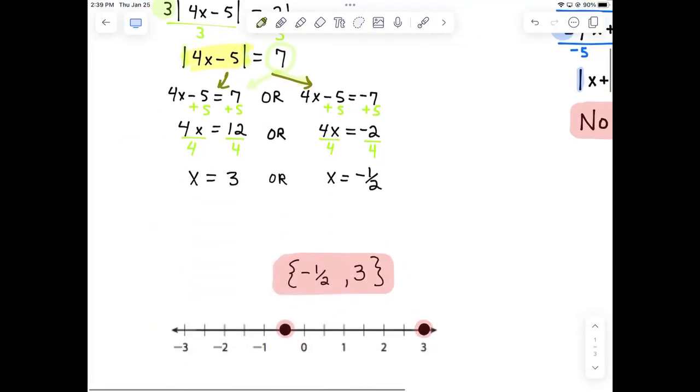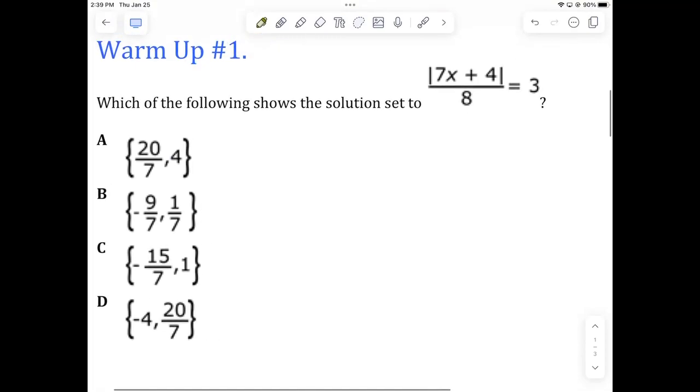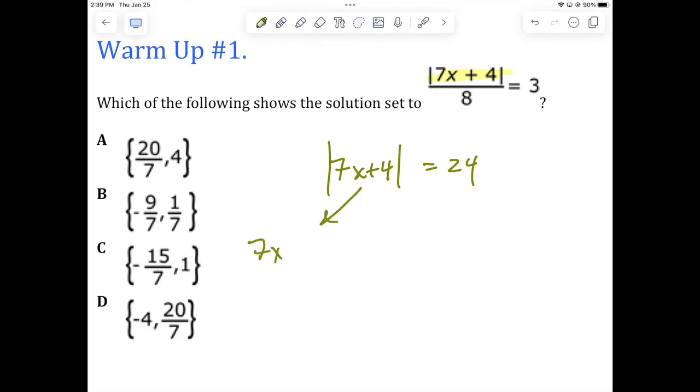So for us over here on the warm-up, we need to get the 7x plus 4, sorry, by itself. We'll multiply both sides by 8. So that gives me 7x plus 4 on the inside still equals 24. And now I've isolated the absolute value. So now we go with the fork in the road. 7x plus 4 either equals positive 24 or 7x plus 4 equals negative 24.